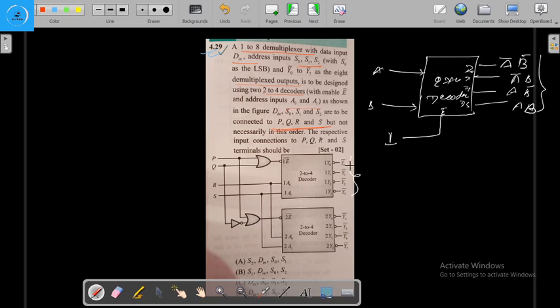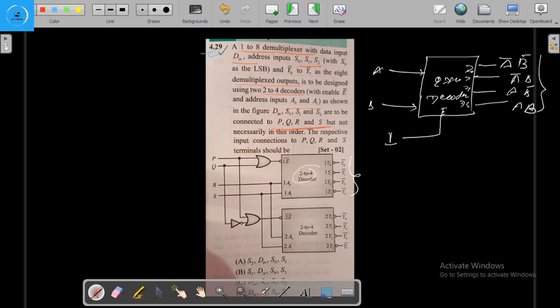So if we want Y0 bar, Y1 bar, Y2 bar and Y3 bar, and after that Y4 bar, Y5 bar, Y6 bar and Y7 bar, we want that only one decoder should be acting at a time, right? So how should only one decoder act at a time? We provide the enable. This is the active low enable, so it will act for the 0.